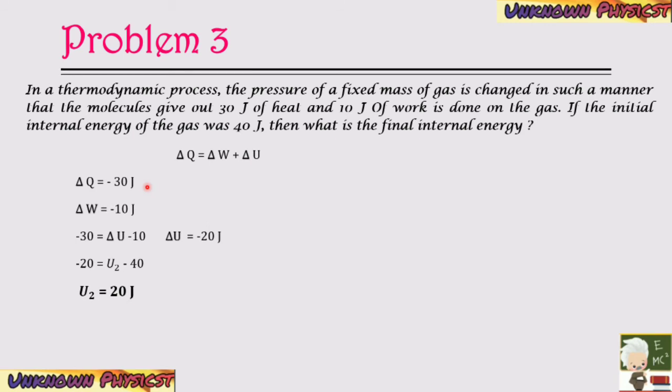But why negative sign? Because the heat is given out. So delta Q is minus 30 joule. Sign convention is important, I said, right. Next, delta W is equal to minus 10 joules.